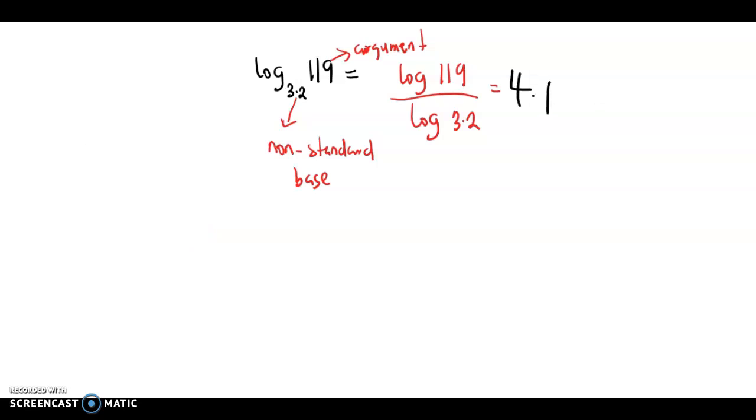All right. So that is how you use the change of base formula to evaluate a non-standard base log. I hope this helps.